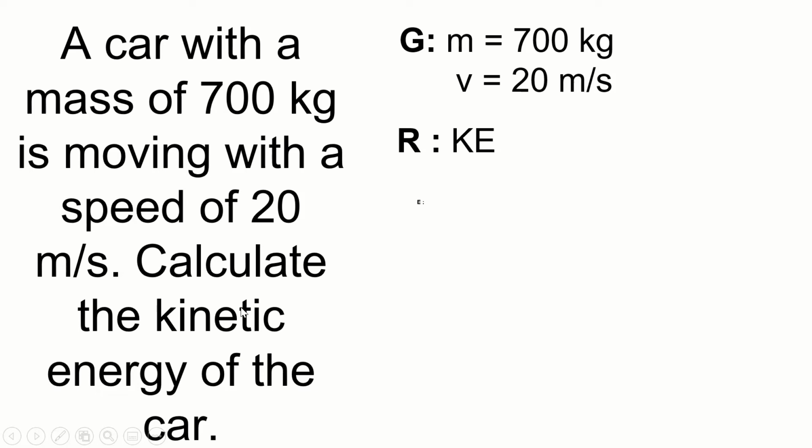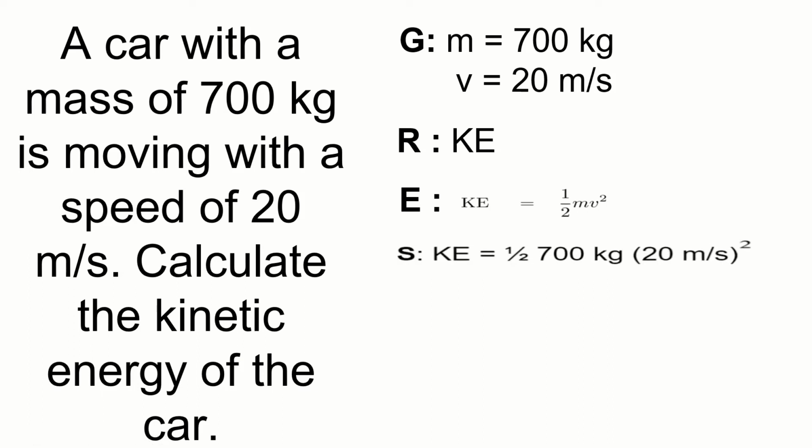And for us to get the value of kinetic energy, the equation na gagamitin natin ay KE, or kinetic energy, is equal to 1/2 times mass velocity squared. Now, let us substitute the values for the solution. So, we have kinetic energy is equal to 1/2 700 kg na mass times velocity, which is 20 meters per second, then squared. So, ang unang gagawin natin for the solution, let's get the value of 20 squared, or just simply 20 times 20. So, the answer will be 400.